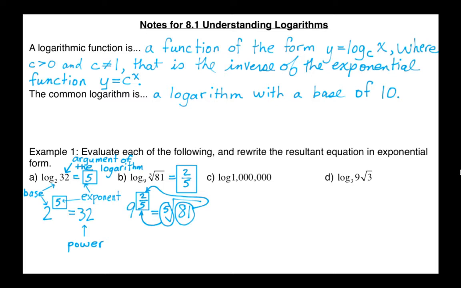So part C is a bit of a mystery because we've got a base missing. Now, for the purposes of this course, we are going to assume that if there's no base written, we are referring to the common logarithm, in other words, log base 10. In some higher level courses, they will actually use log without writing a base, and they will assume that the base is different. It's actually base e.